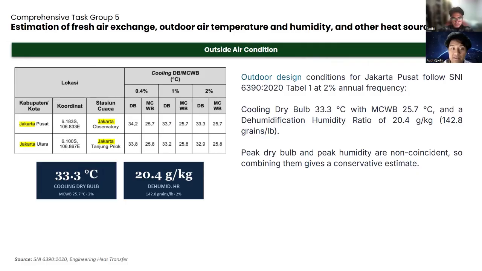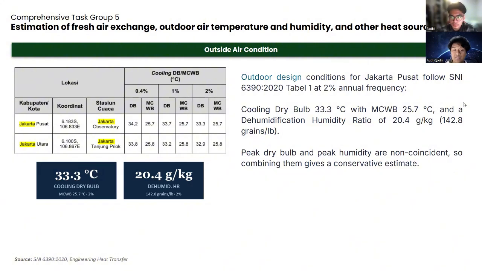So at 2% annual frequency, the outdoor dry bulb temperature is around 33.3 degrees Celsius. That means the coincident wet bulb temperature is around 25.7 degrees Celsius, which represents the outdoor humidity. The humidification humidity ratio is 20.4 grams per kilogram, and that shows the moisture content in the outside air. These values are important because fresh outdoor air entering the room adds both sensible heat from temperature and also latent heat from the humidity.